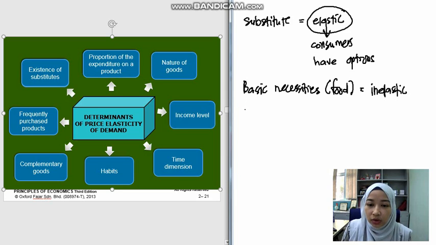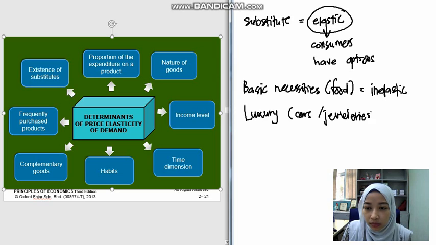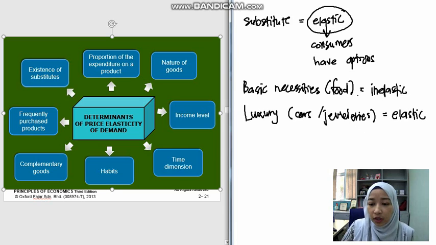But if we are talking about luxury goods, like cars or jewelries, the demand for this kind of product will be elastic. Okay, because why? It is not basic necessities, and if there is a change in the price, the change in the price will be very huge. So people will reduce their purchase for this kind of product. People will be very responsive if there is a change in the price of this kind of product.